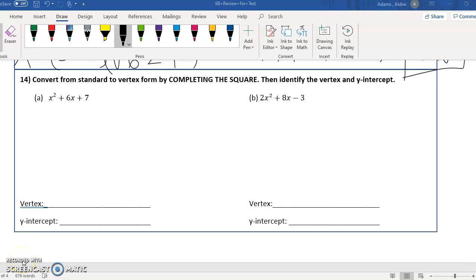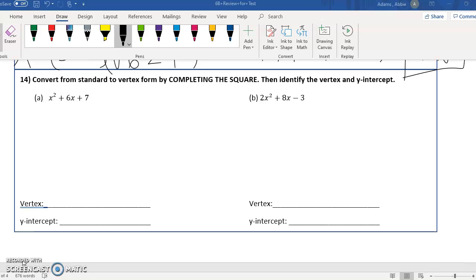Guys, it's Miss Adams again. We're still continuing on with 6B test review. We're now on problem 14. So we're getting into completing the square. This is where we convert from standard form to vertex form. And then we're going to identify the vertex and the y-intercept.